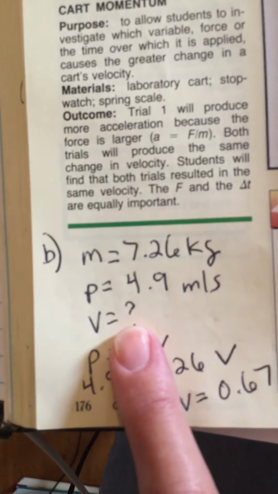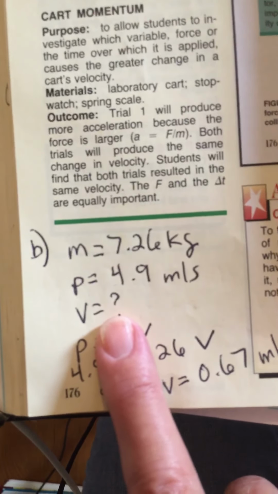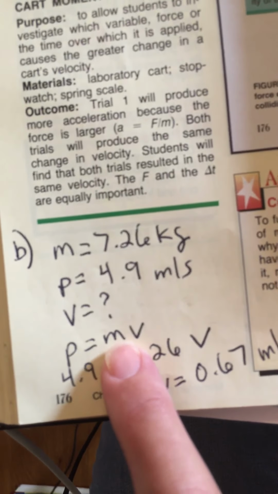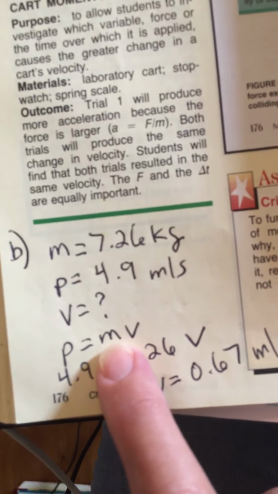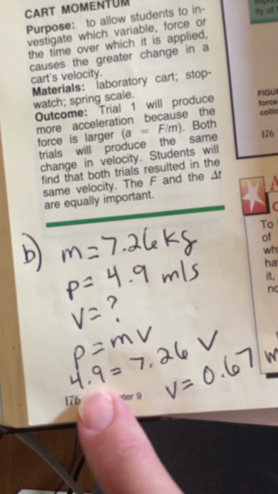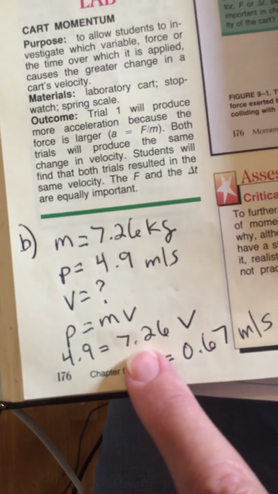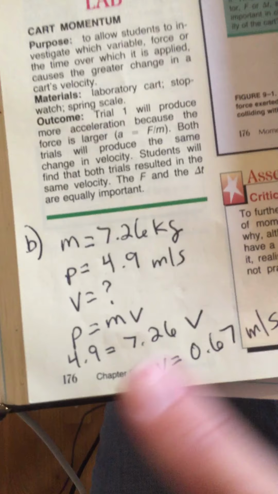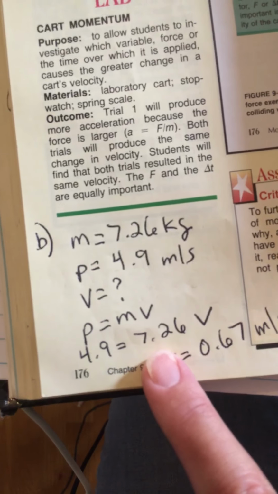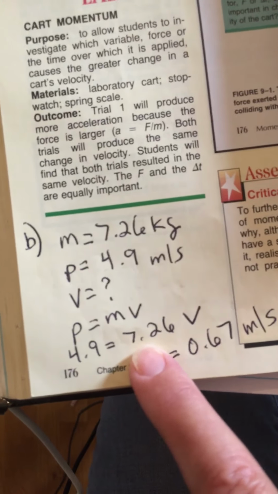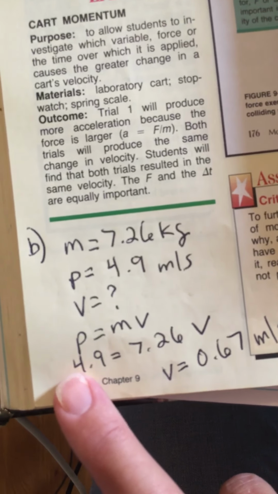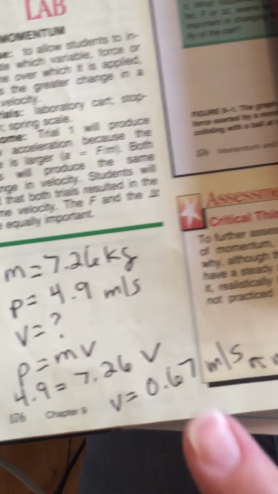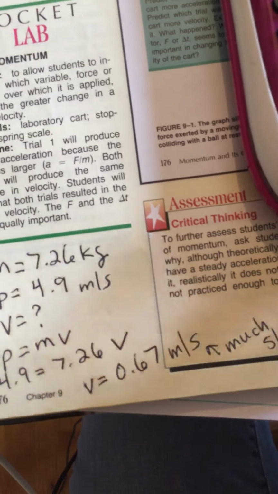Now I have my knowns and unknowns, and I think, is there a formula that relates mass, momentum, and velocity? Yes, there is, the same one. I write it down and substitute. Underneath P, I write 4.9. Underneath M, I write 7.26. And I keep V the same to be my unknown. Now, why is V not alone? It's being multiplied by 7.26. So I do the opposite. I divide both sides by 7.26. These cancel out, and I have 4.9 divided by 7.26, and it is 0.67.